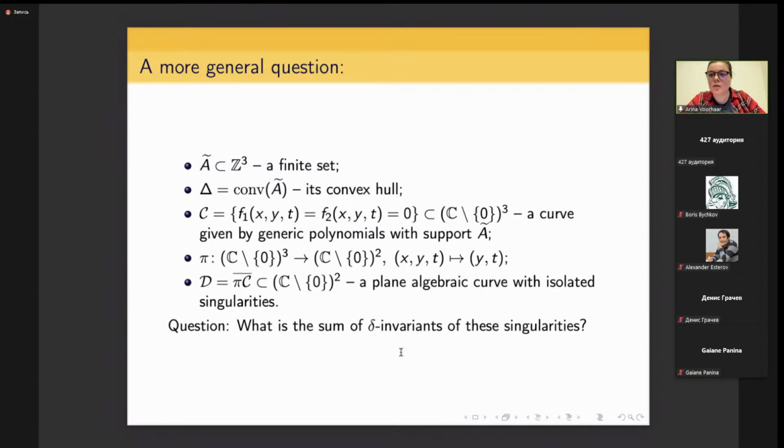Sorry, you said that F1 and F2 are generic. It means that this projection will not have other singularities than double points, than nodes. There will be no cusps. The thing is, even if they are generic, the curve D might have, depending on the set A, some monsters as singularities.